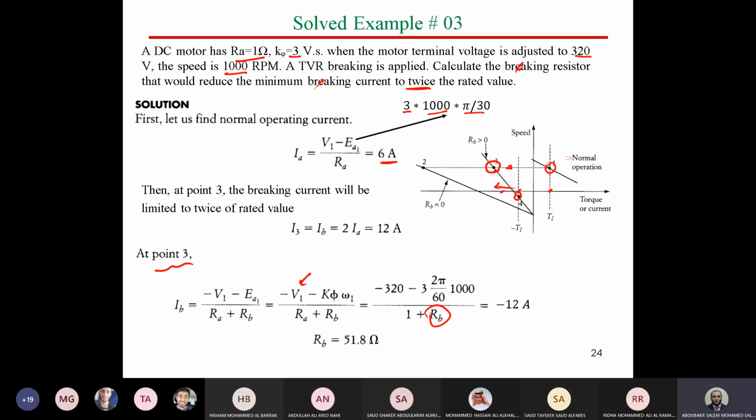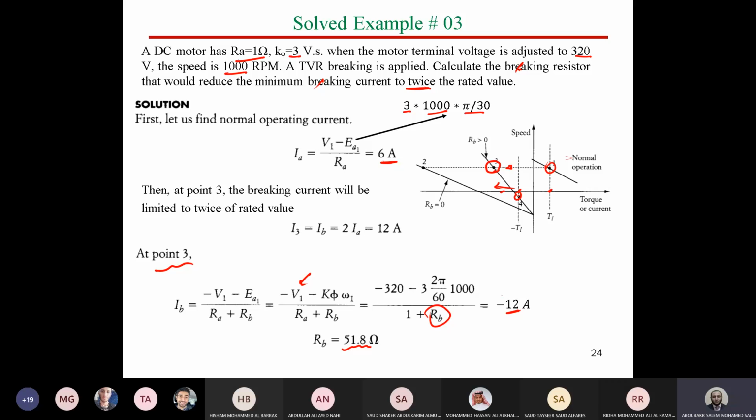So at point number 3, for sure the current is now twice the rated current, which is 12 amp. So this is now representing operating point number 3. Based on that, we could obtain the value of the adding resistance. So it's 51.8 ohm. Of course, if we operate the motor on this curve for all of the time, this will be totally lost, because the losses here will be very high.